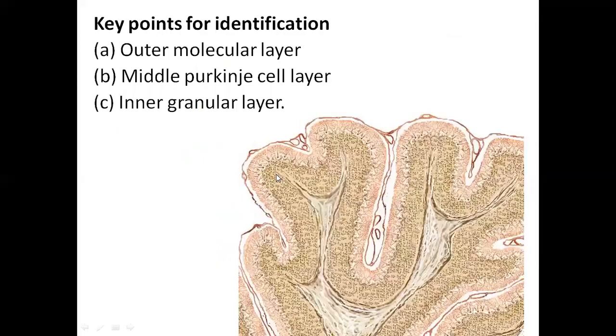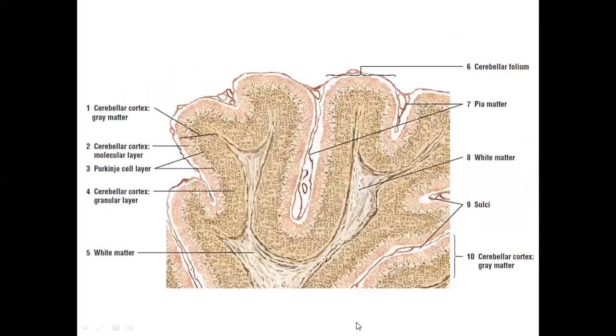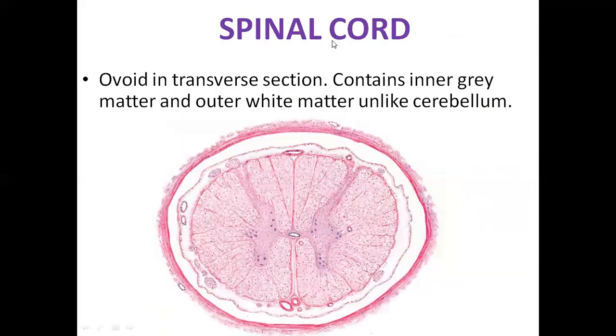So the key points of identification, MPG layers, you try to remember. Outer is the molecular layer, these are Purkinje cells, and inner we have the granular layer. This is gray matter. Inside we have the white matter. Once we are done with that, now let us see the third slide, that is the spinal cord.